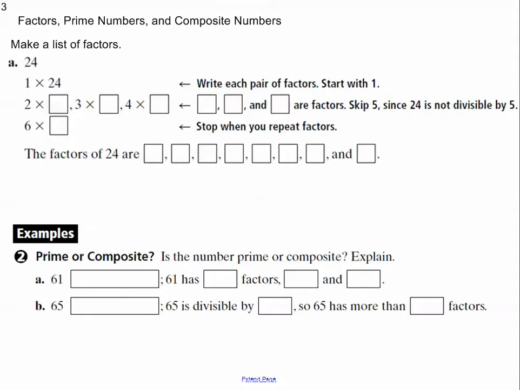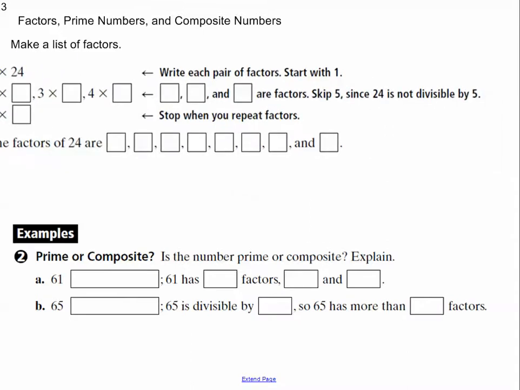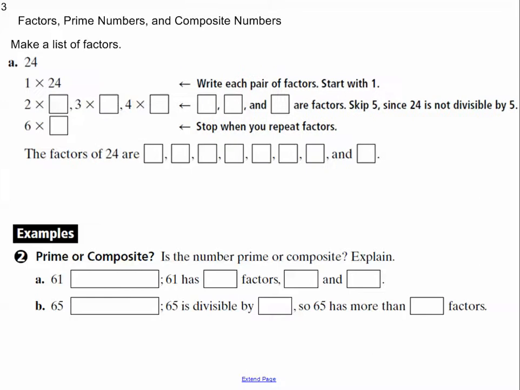So let's just take a look at different ways that we can find factors. So I can make a list of factors. If I'm trying to find factors for 24, 1 times 24, then I can think about 2 times what? So 2 times 12. 3 times what? 3 times 8. 4 times what? 4 times 6. 5 doesn't work, and then 6. But look, I've already used 6.